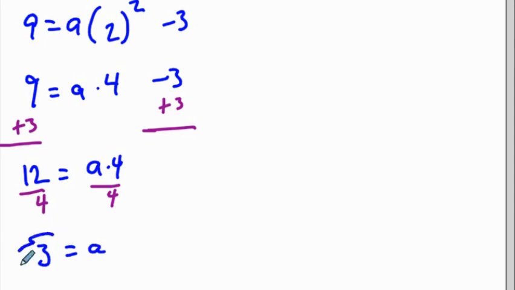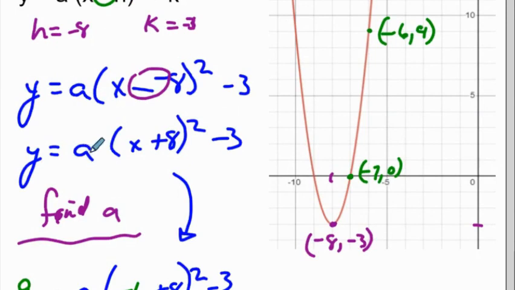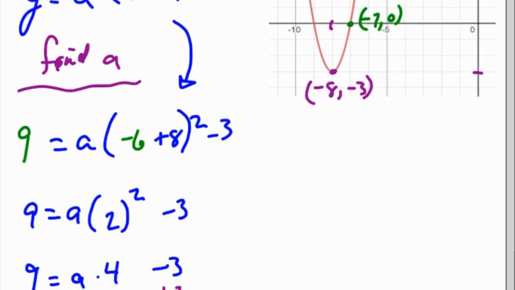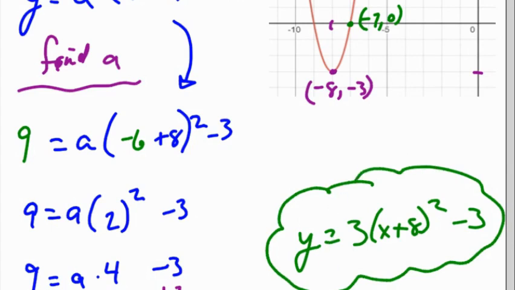And that's really helpful. So all I'm going to do now is put that back into my equation right there. So let's do our final answer in, let's go for green here. y equals 3 times (x plus 8) squared, take away 3. That's vertex form.